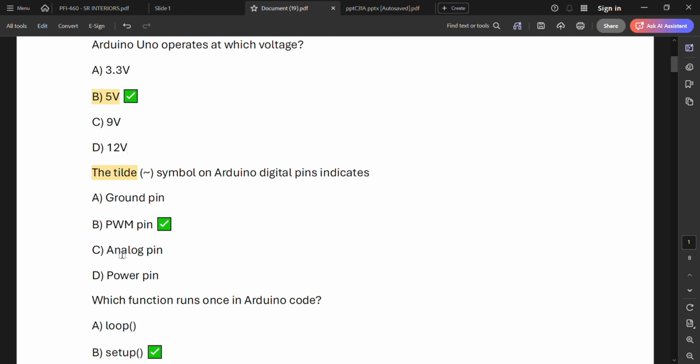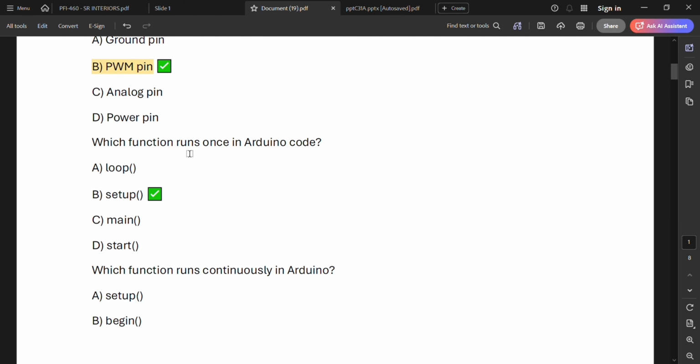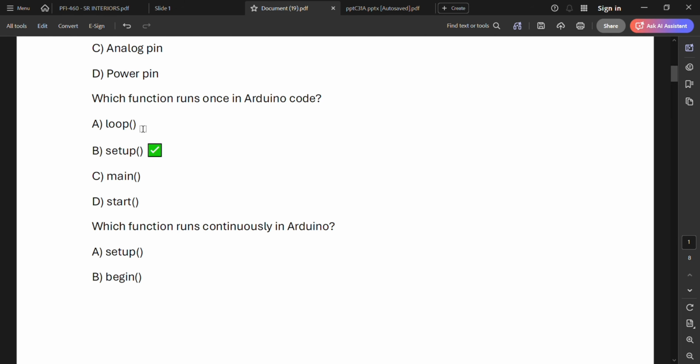The tilde symbol on Arduino digital pins indicates: ground pin, PWM pin, analog pin, or power pin. The correct answer is option number B, PWM pin. Next question. Which function runs once in Arduino code? Loop, setup, main, or start. The correct answer is option number B, setup.